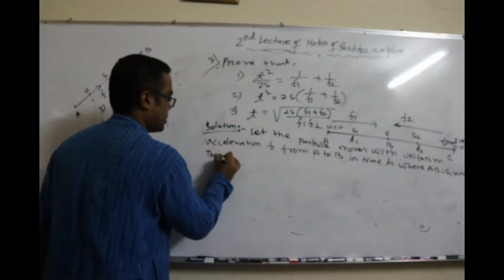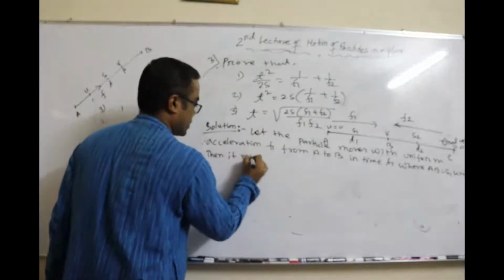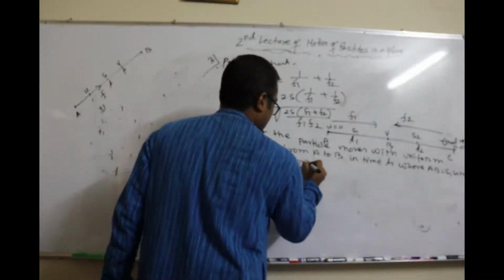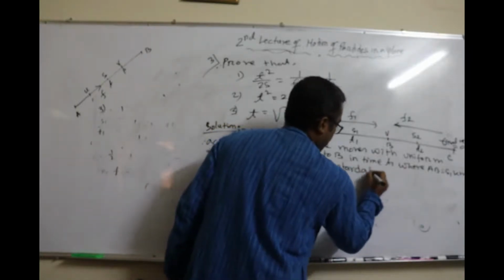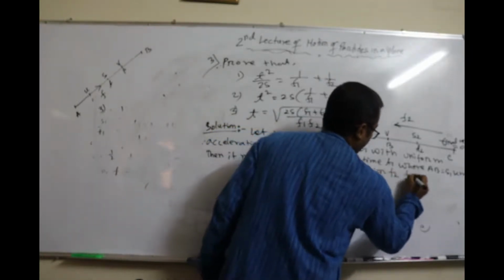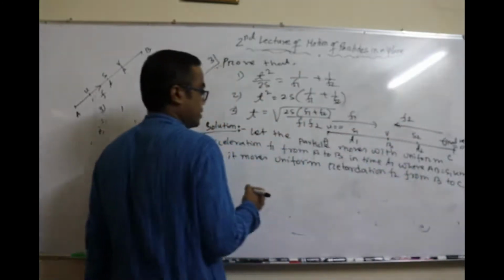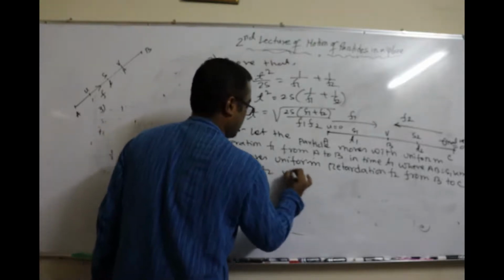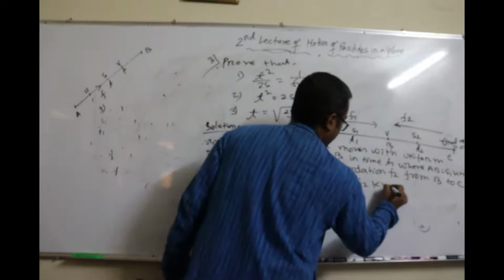Then it moves with uniform retardation F2 from B to C in time T2, where BC equals S2 kilometer.